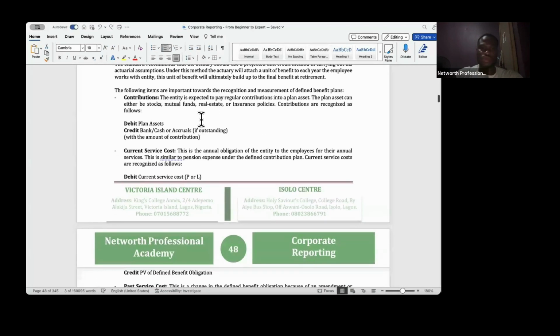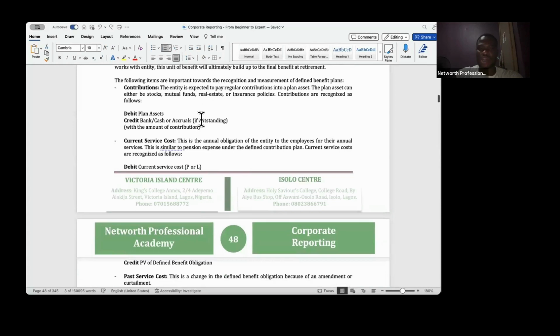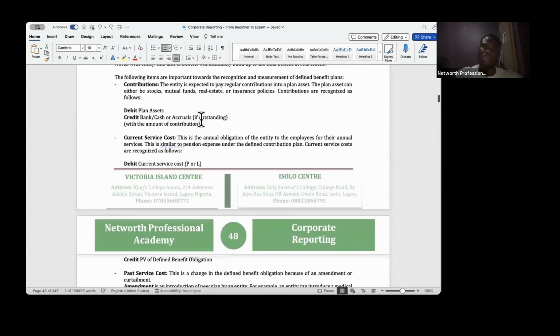Let me quickly go to what you will find in the actuarial report. What ICAN will ask you is, how do you account for it? They will tell you this is what the actuary has provided to you. And don't forget, this is a defined benefit plan. That's why we are going through so much stress, because the future is uncertain. You have to do a lot of valuations. So we won't waste our time on how that is done; we would focus on the figures the actuary will give us.